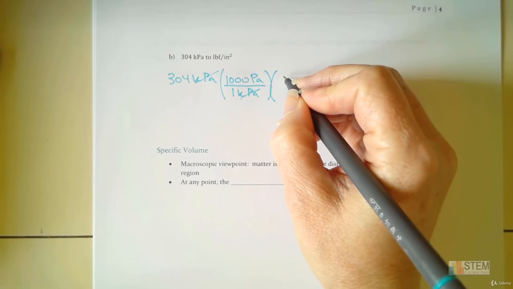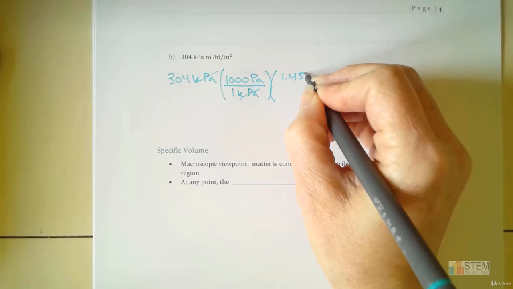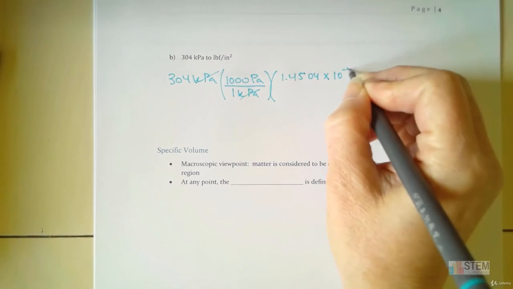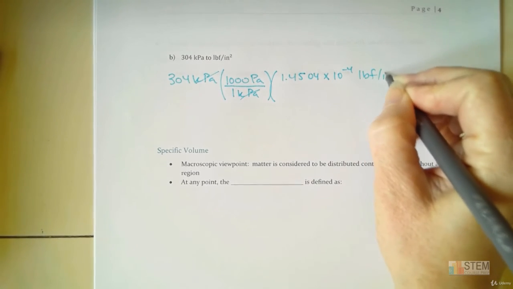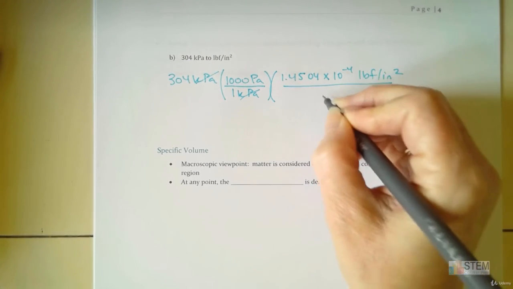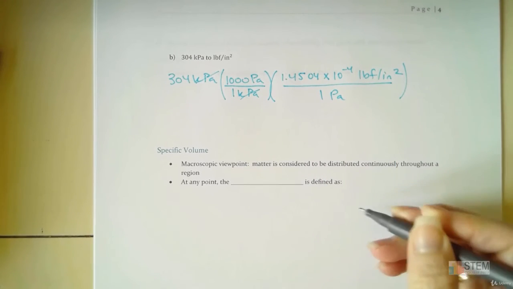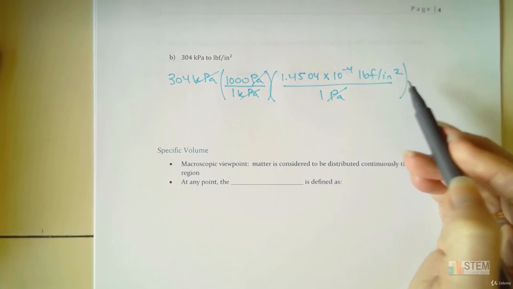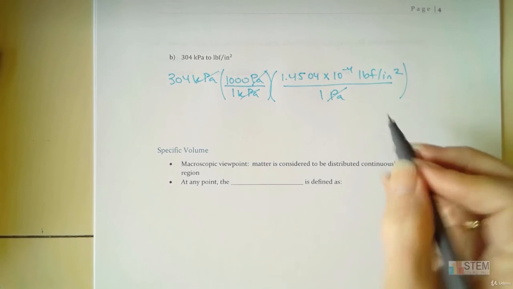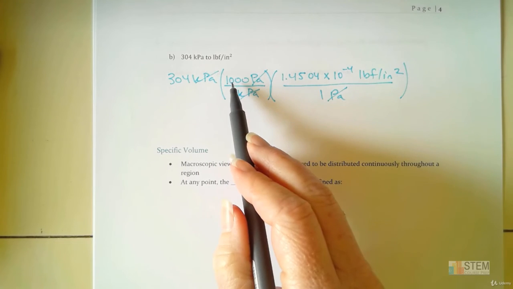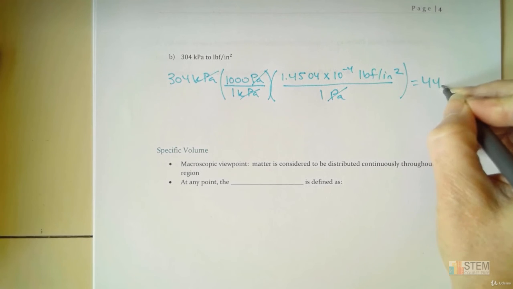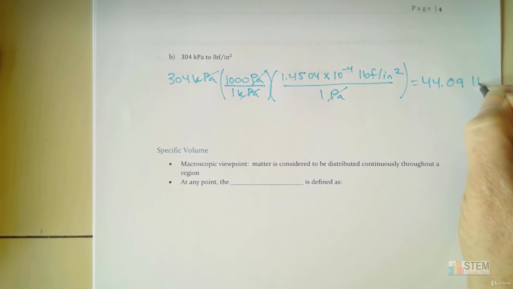Now let's do our conversion over to PSI. So there are 1.4504 times 10 to the negative 4 pound force per square inch per Pascal. All right. Now cancel those out. Now you're left with PSI, which is exactly what we want, the pound force per square inch. So we just multiply the 304 times the 1,000 times this 1.45 number. And the number you get is 44.09 pound force per inch squared.